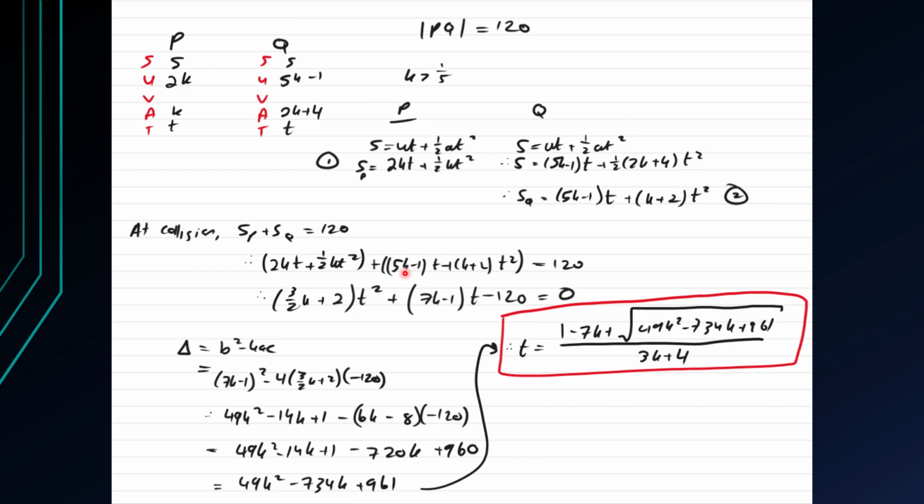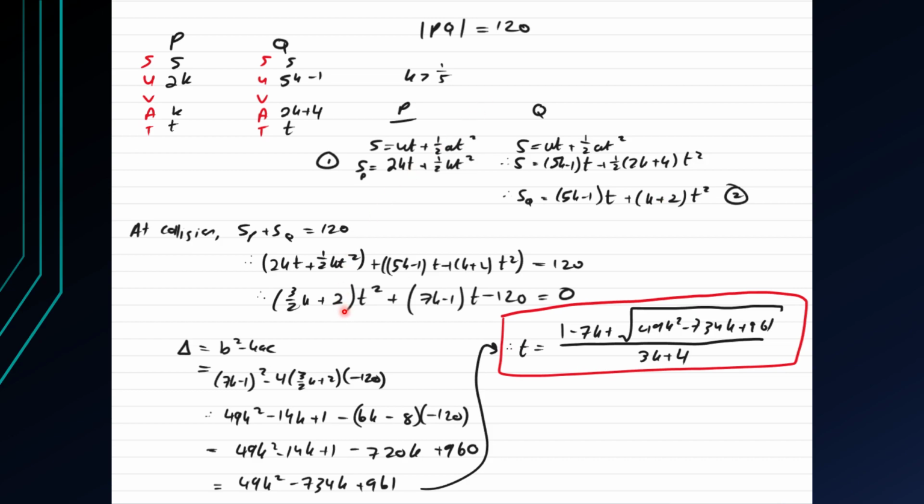So here's just the first part of the solution. With our two CVAT tables, we get SP is 2kt plus a half kt squared, and SQ is (5k minus 1)t plus a half of (2k plus 4), which is (k plus 2), t squared. So SP plus SQ is 120.